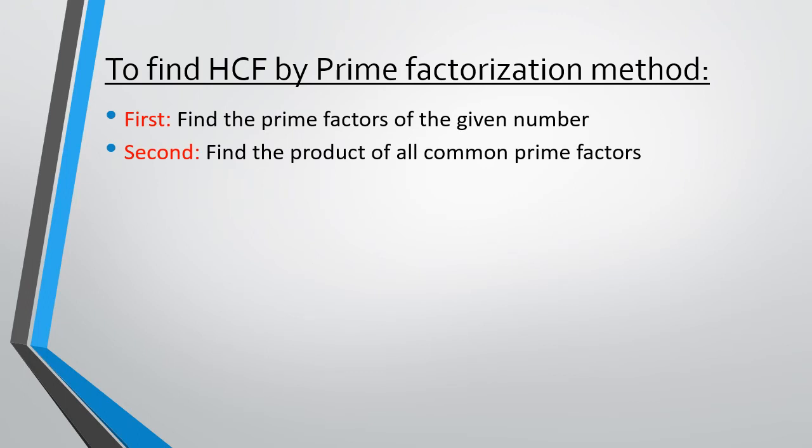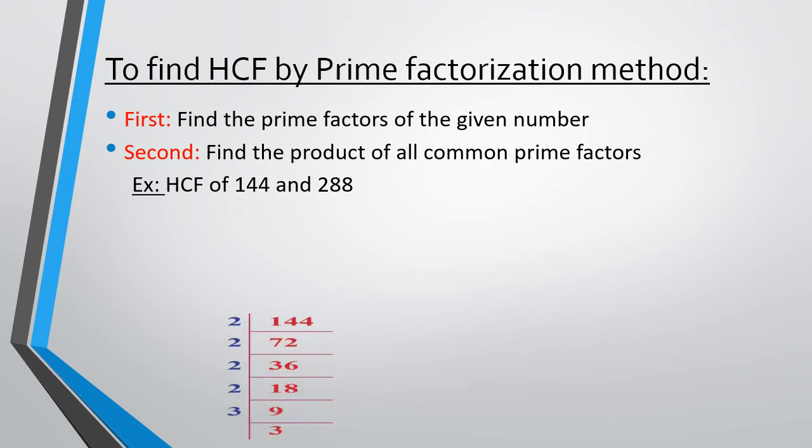Secondly, we need to find the product of all the common prime factors. These are the two steps to do this. Let's see with an example. Now I am going to find the highest common factor of both 144 and 288.